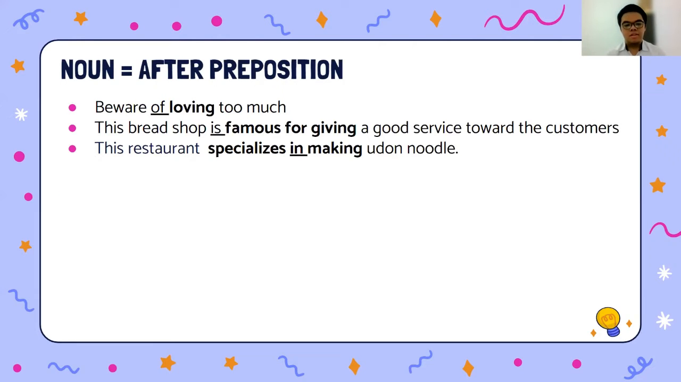Next. The last one is known as after preposition. The example sentences are: beware of laughing too much. The second is: this bread shop is famous for giving good service toward the customer. And the last one is: this restaurant specializes in making udon noodle.